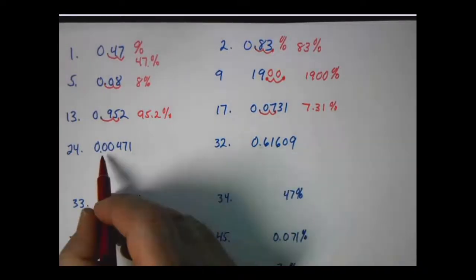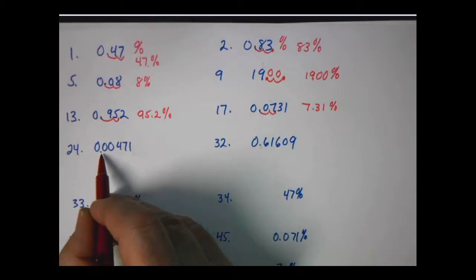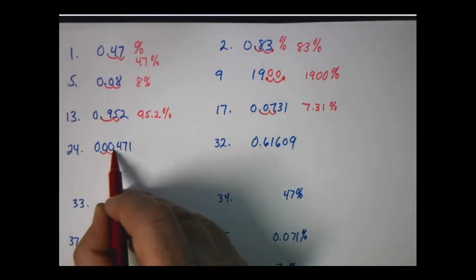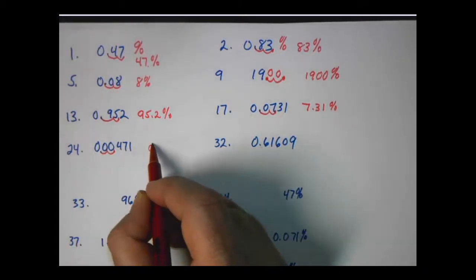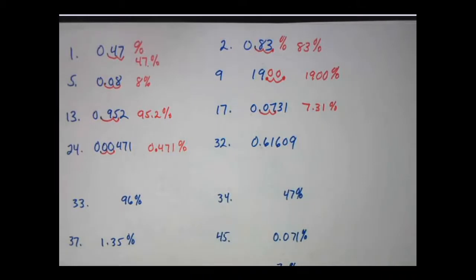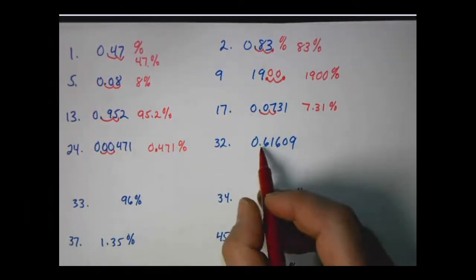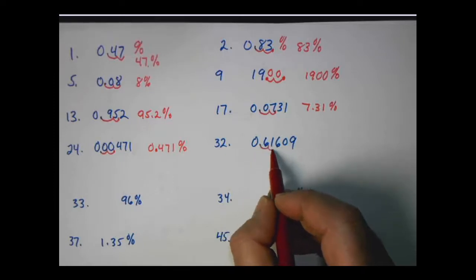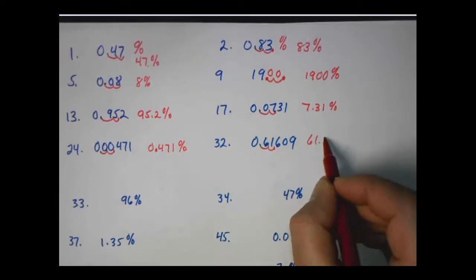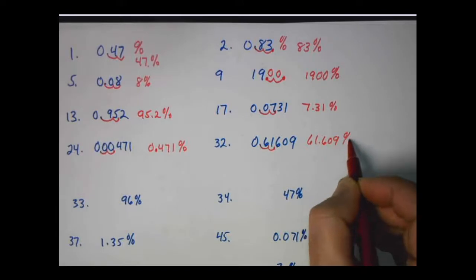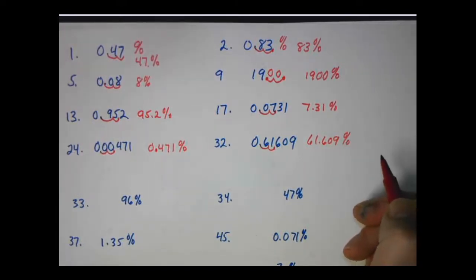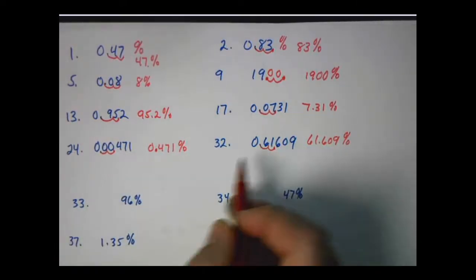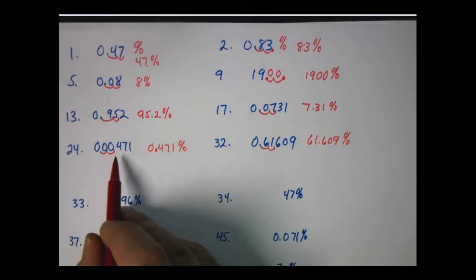You can see the pattern here. The numbers get a little more strange. No different. Rules are not going to change. 1, 2. So now we have 0.471%. Just moving it over 2 spots to the right to convert a decimal to a percent. 1, 2, 61.609%.